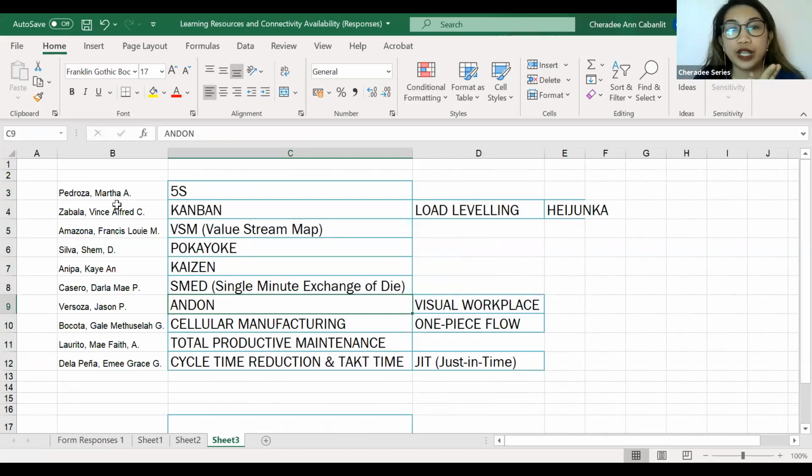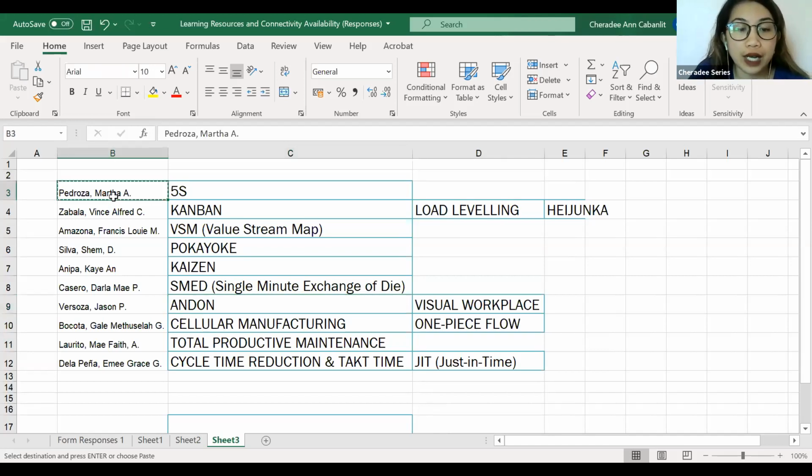The first two will have to report 5S. And then the next pair will report, for example, Kanban, load leveling and Heijunka. And then the next pair comes back. So, more likely, you will have two or more topics assigned to you. Okay? So, if pair, ha.